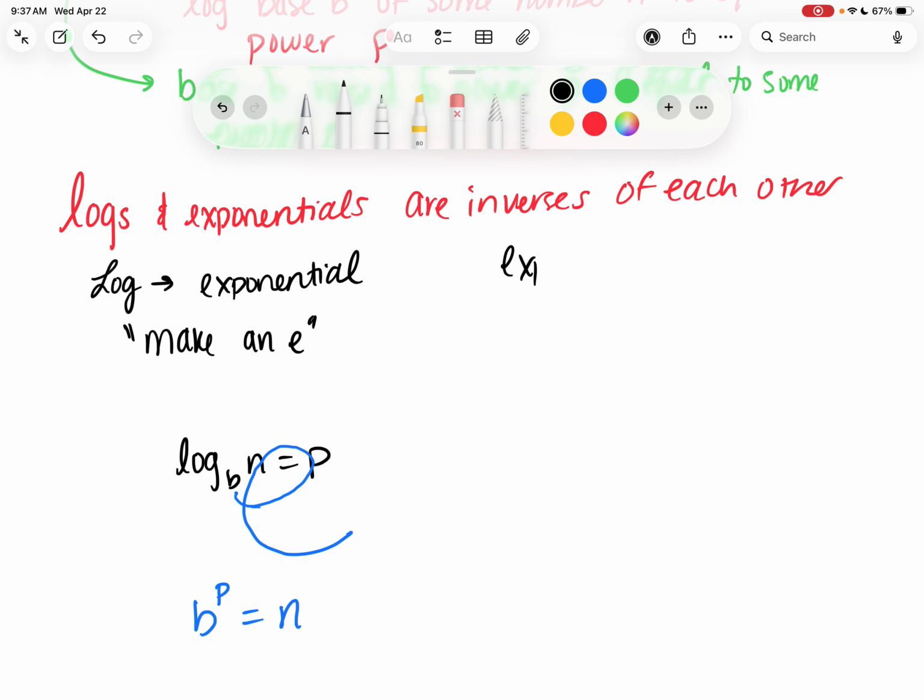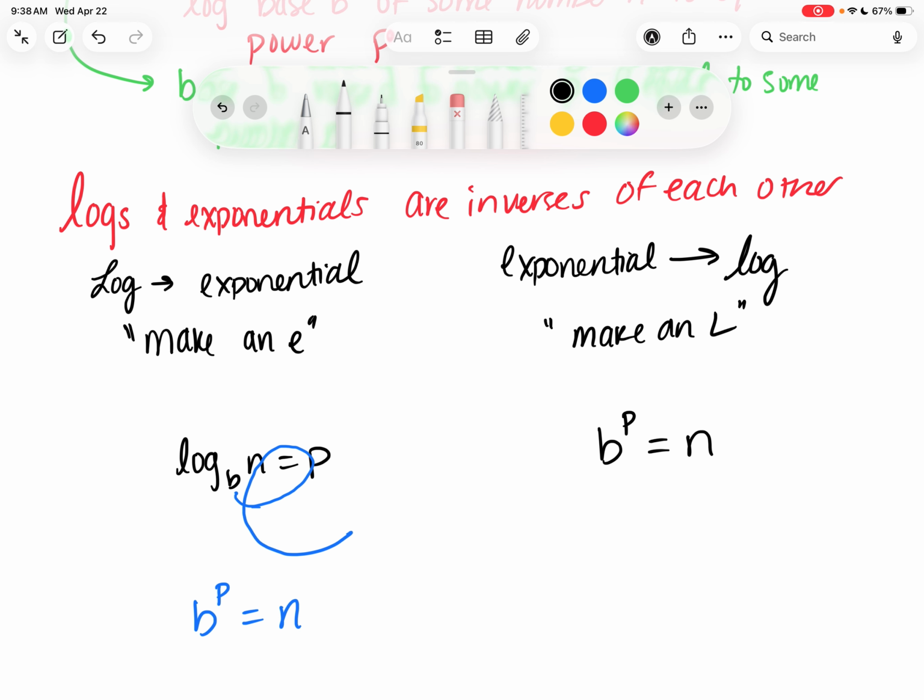Now, if I'm going to go exponential to log, then we make an L. It'll be like a capital L. So if I have b to the p is equal to n and I want to go the other way, we start up here, we come down through the base, come over through here, and then up this way, so it makes like a giant L. And so we have log base b of n, so that's the next thing that we come to, is equal to p.